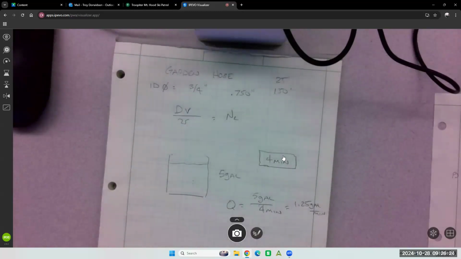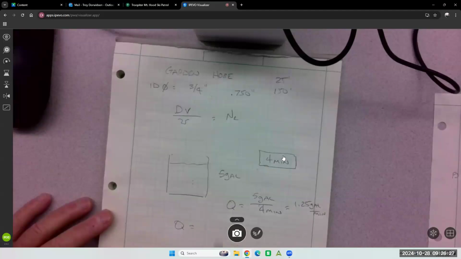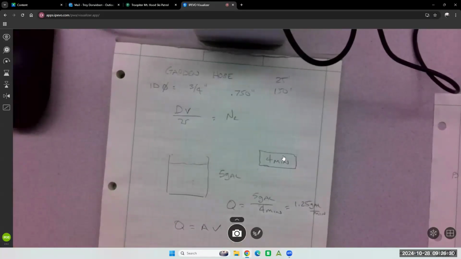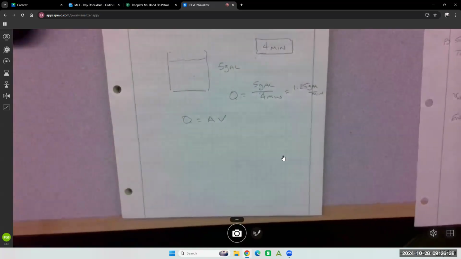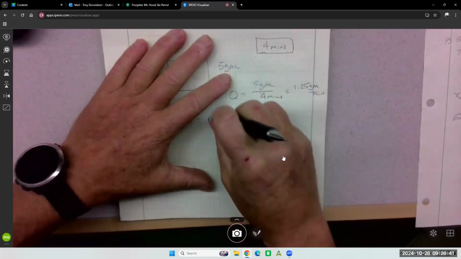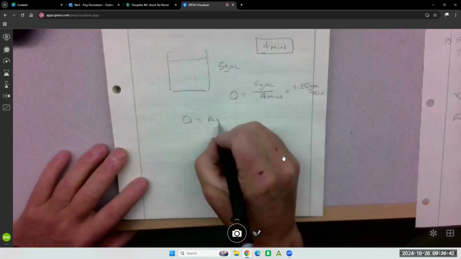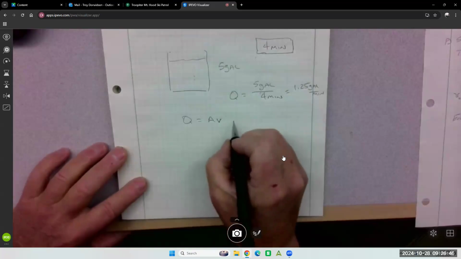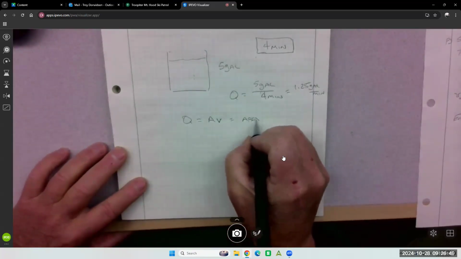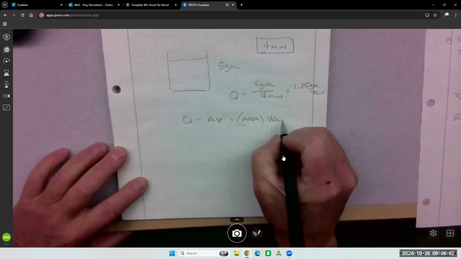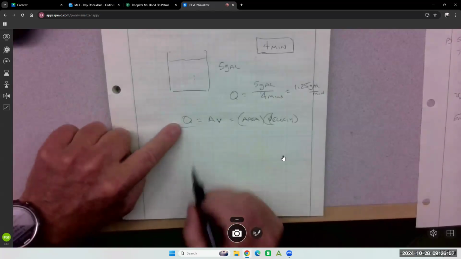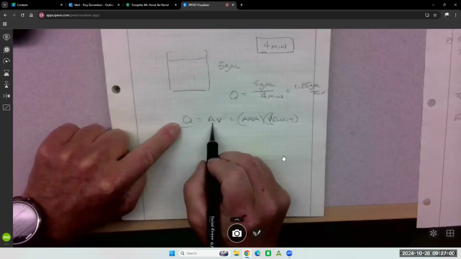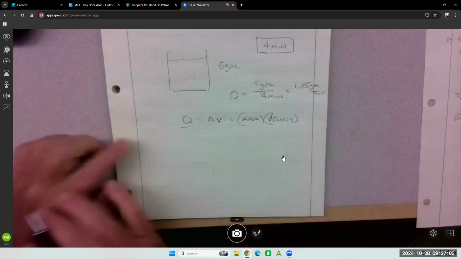All right. So Q is super important because Q also equals A times V. What's A? Area, almost always. And V is velocity. I should make this a small v because they use a small v. So that is area times velocity. If you know Q and you know the cross-sectional area of your pipe, you can get the velocity.